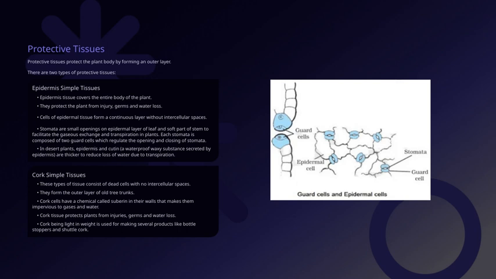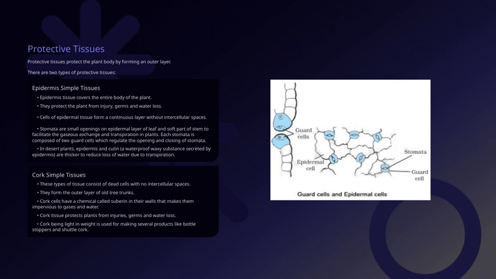Each stomata is surrounded by two guard cells that regulate whether the stomata are open or closed, depending on the plant's needs. In desert plants, the epidermis and the cutin layer, which is a waterproof waxy substance secreted by the epidermis, are thicker. This adaptation helps reduce water loss through transpiration, which is essential for survival in dry environments.